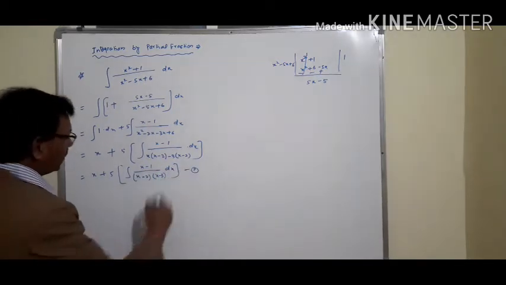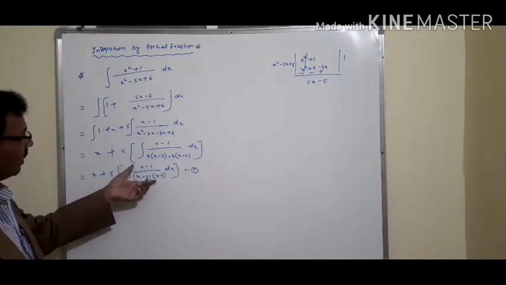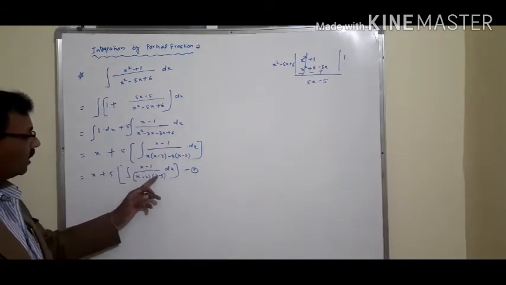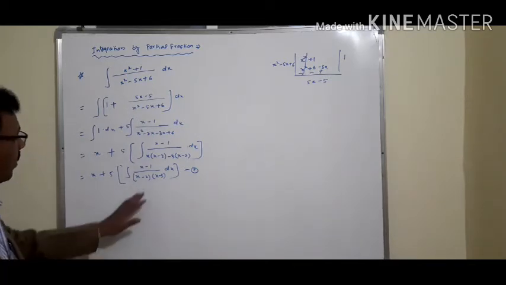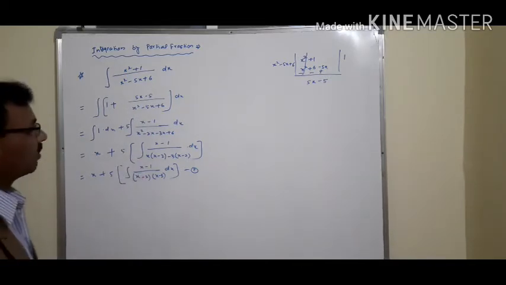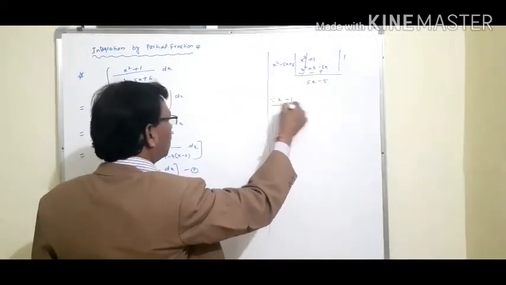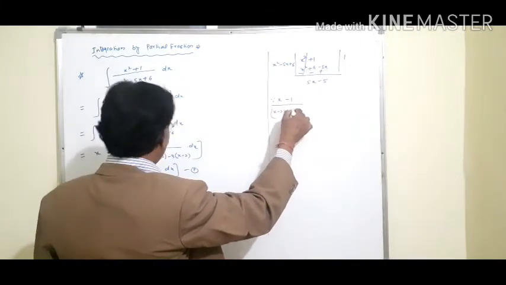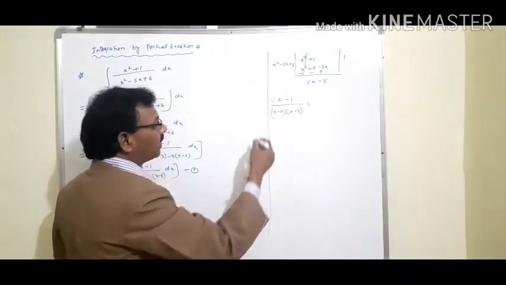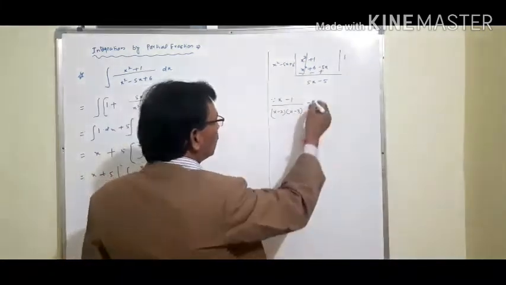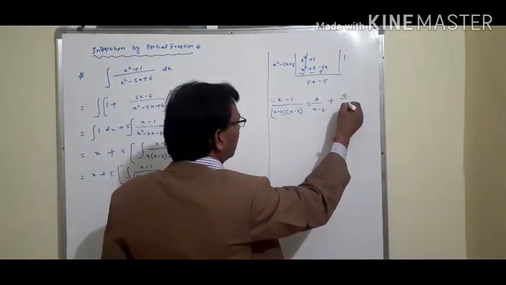Suppose this is equation 1. Now this integrand, (x minus 1) upon (x minus 2) into (x minus 3), is in the form of the first type of partial fraction. So first we find the partial fraction of (x minus 1) upon (x minus 2)(x minus 3). Since the factors of the denominator are linear factors, we write A upon (x minus 2) plus B upon (x minus 3).